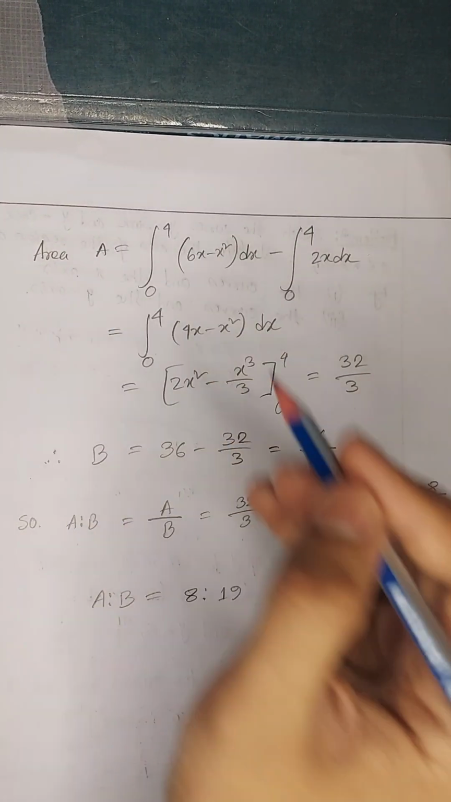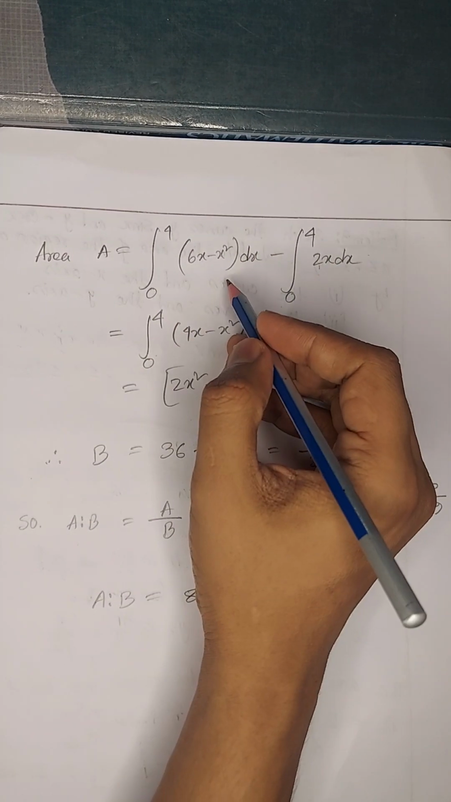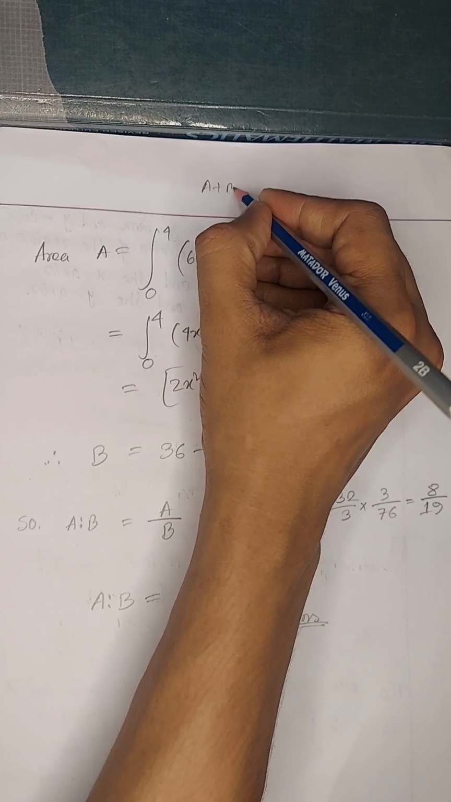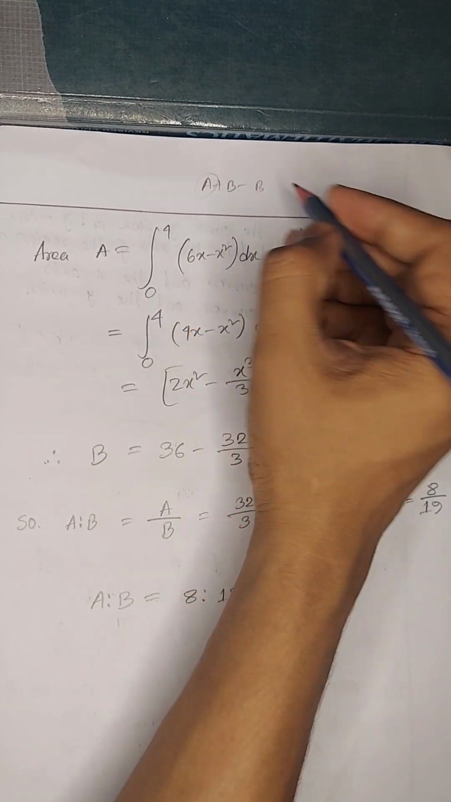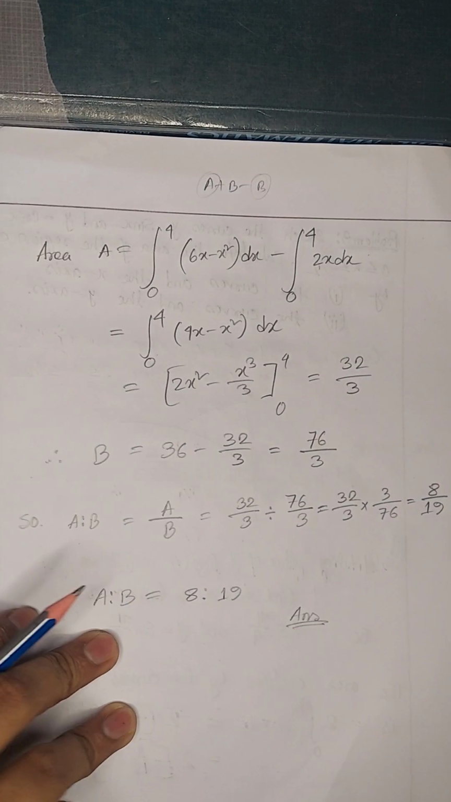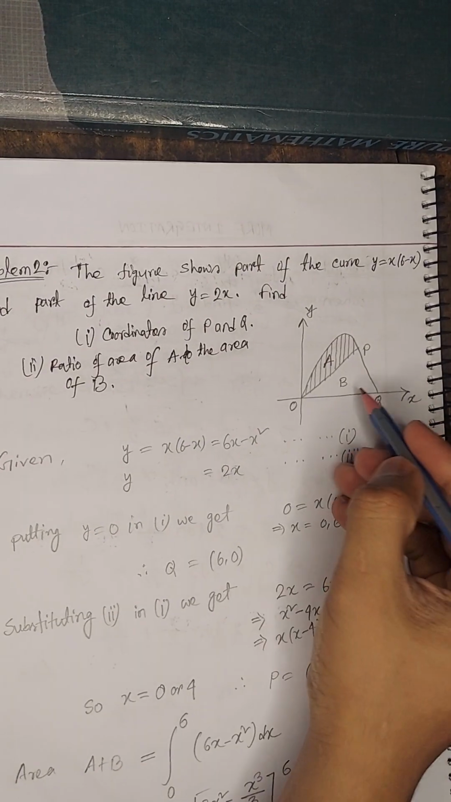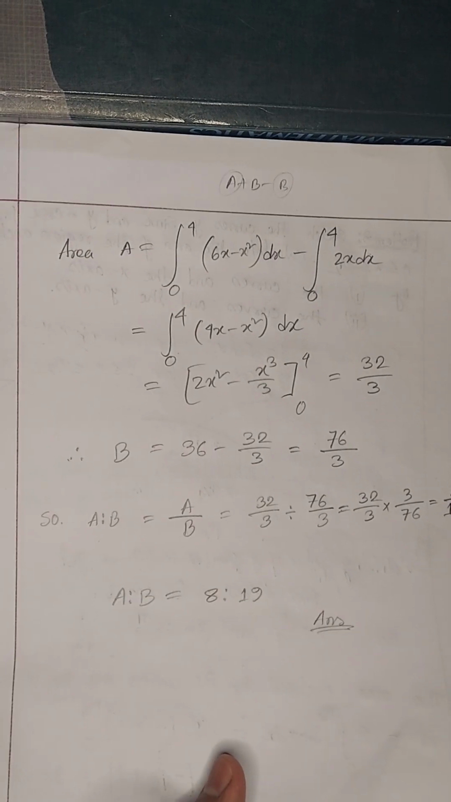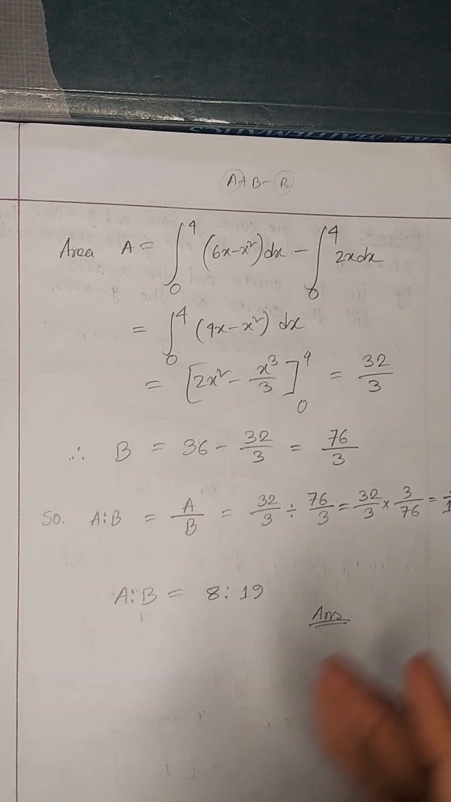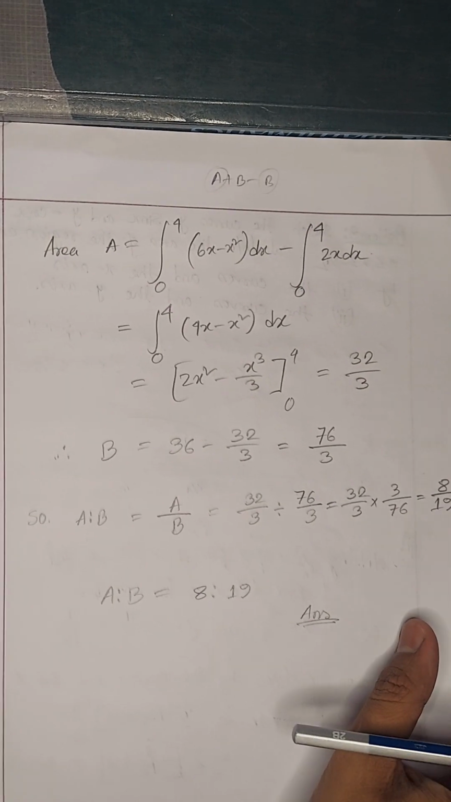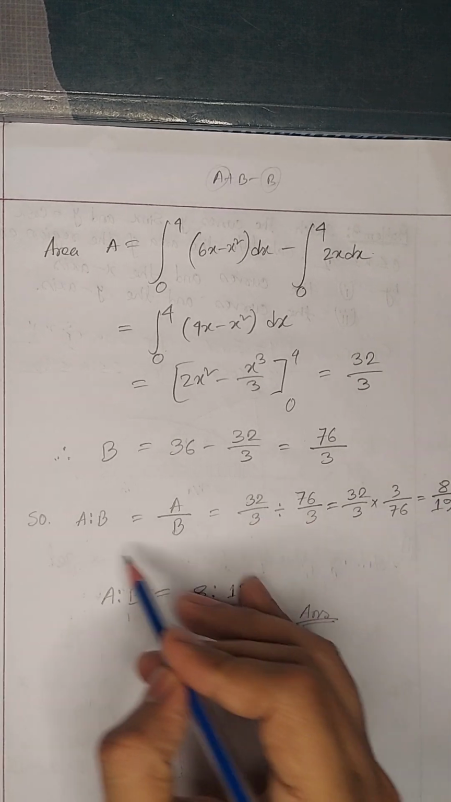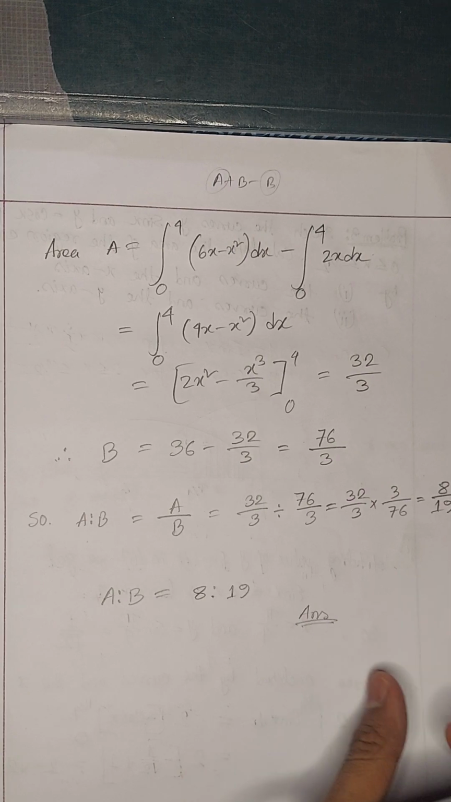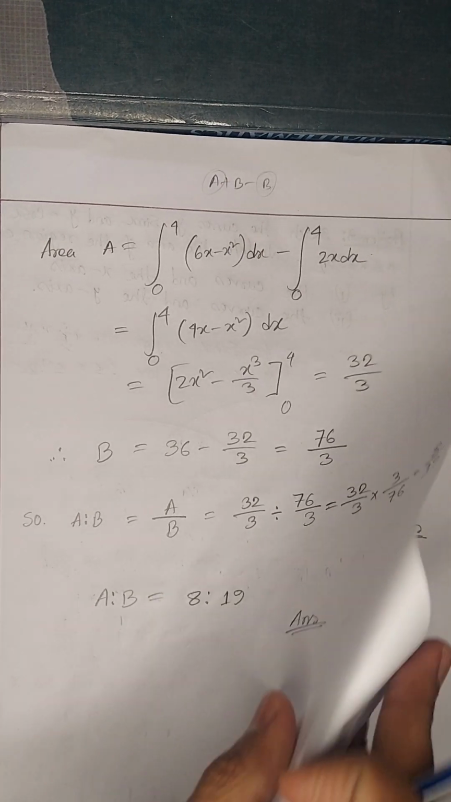How do we get the area of a? We subtract b from a plus b. A plus b minus b, we get the area of a. How do we get the area of b? By this, right? Okay. Now the ratio of a to b will be 8 by 19. Now we are going for our third problem.